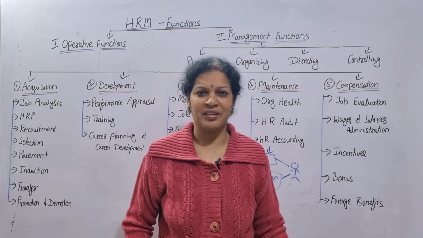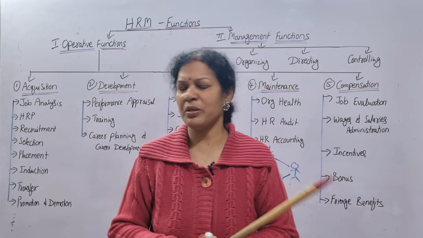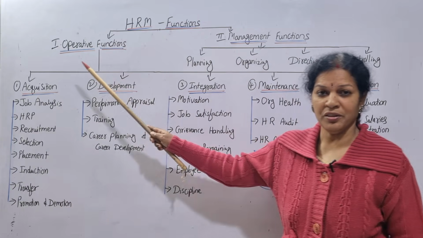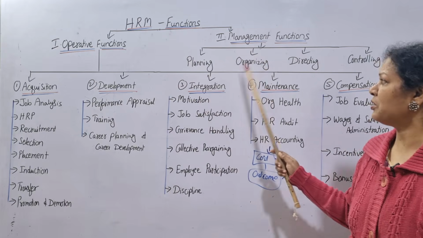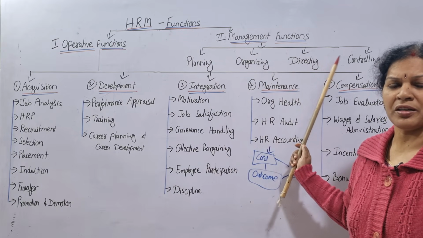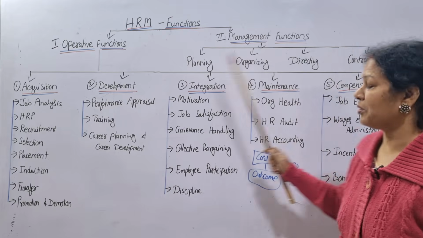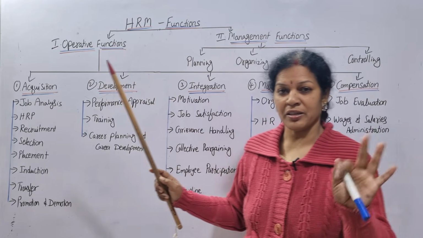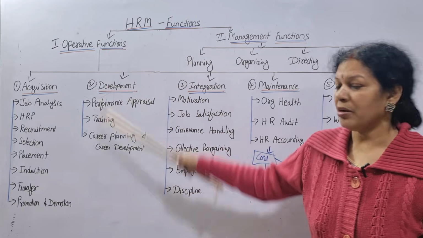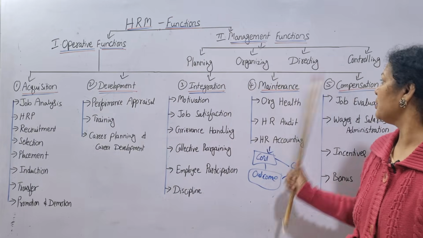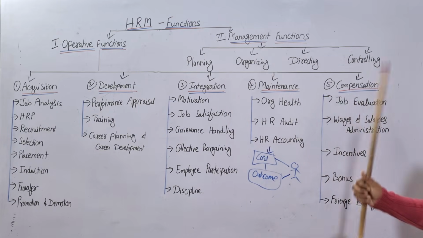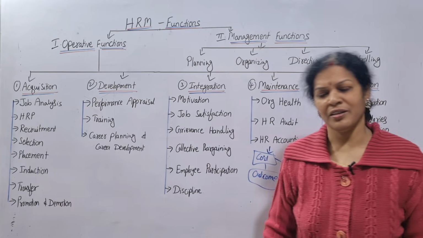Am I clear? Very simple. Points to be remembered here: operating function and management function. Management functions, as you know, are planning, organizing, directing and controlling. Now operating functions, 5: acquisition, development, integration, maintenance and lastly compensation. Clear? Take a screenshot.